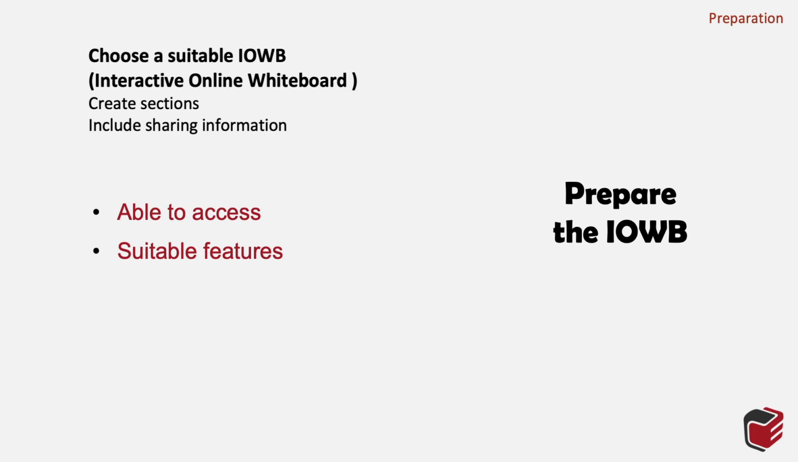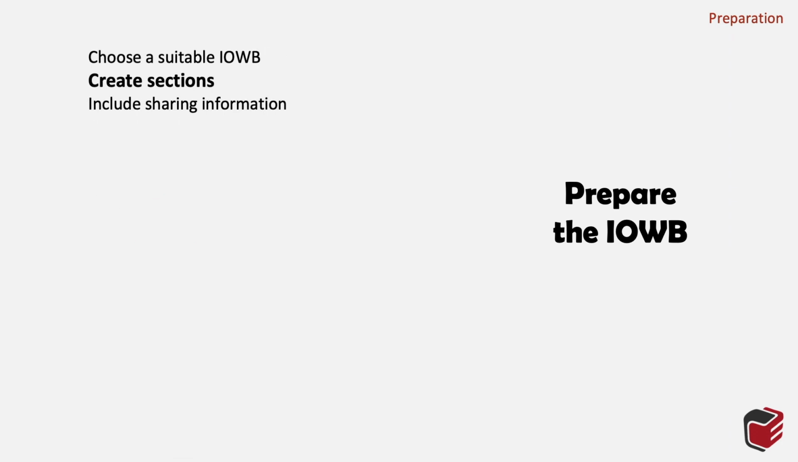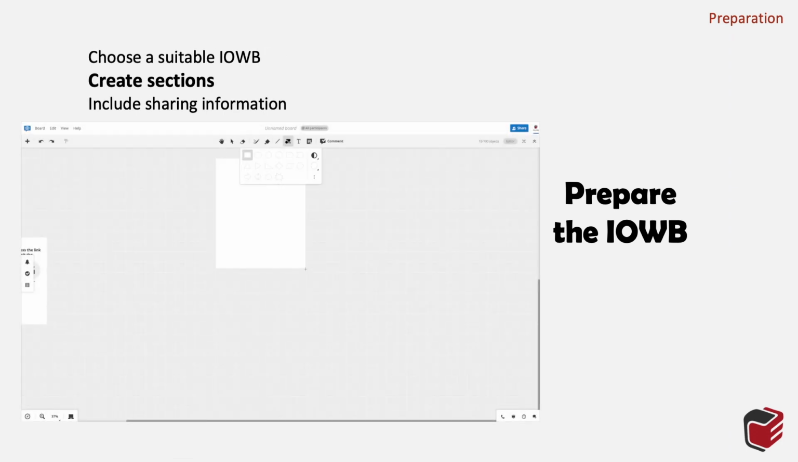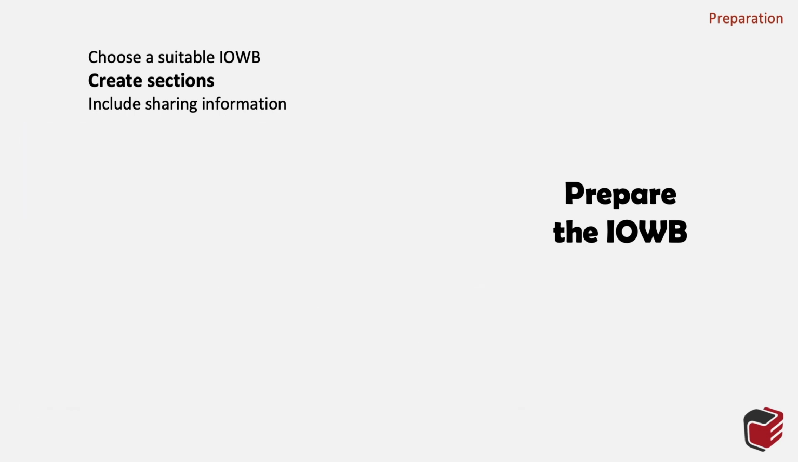Based on the interactive online whiteboard you choose, you may want to go over the features with your students before the activities. In this example, we are using Concept Board. Divide your board into sections for each group, with space for the question prompt and students to write their answers. If the app allows it, lock down these sections in place. As mentioned, it is a good idea to save this as a template for future activities.